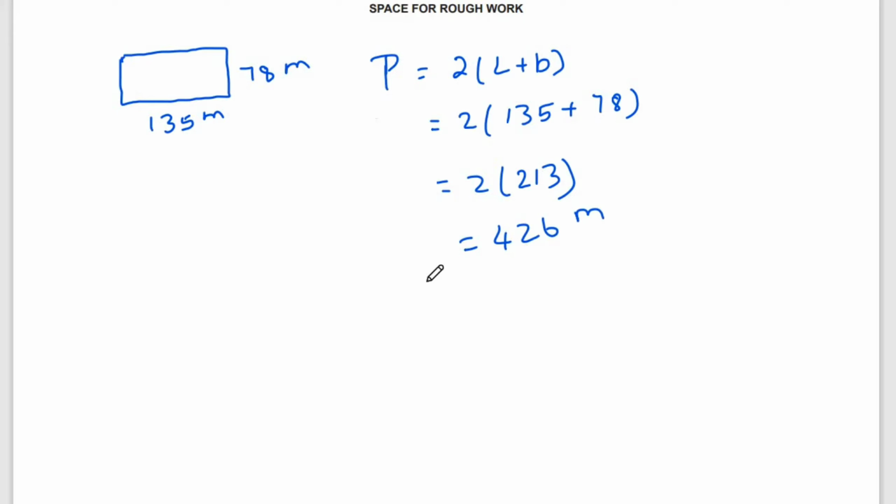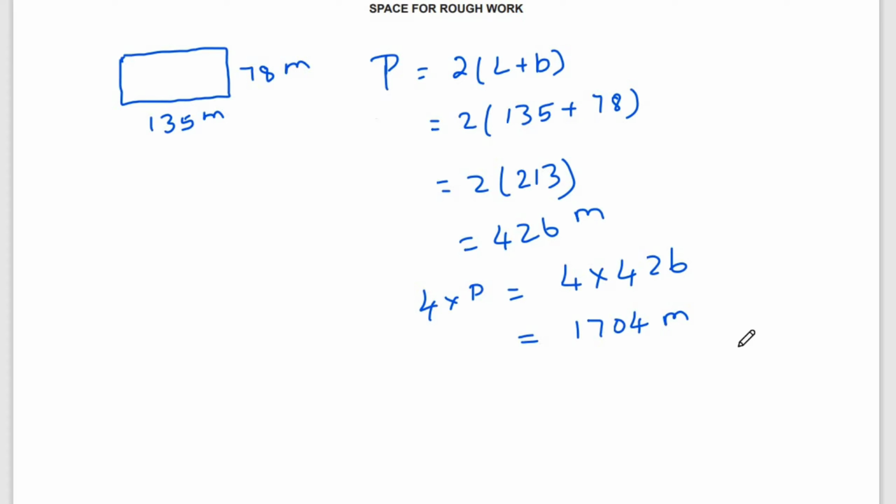Now Vishal has jogged 4 times. So we need to find 4 times the perimeter. 4 times the perimeter would be 4 times 426. So when you multiply 4 times 426, it will be 1704. So our answer is 1704 meters. So in total Vishal has jogged 1704.